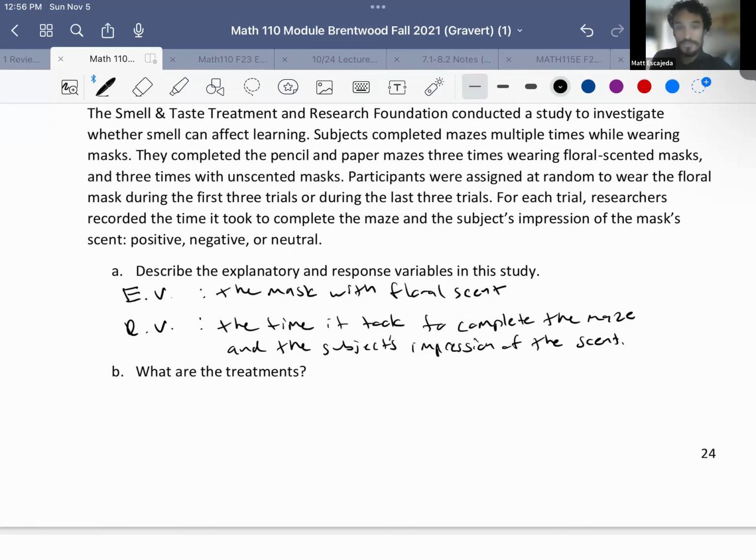Okay, so this question, like the other question, and much like these questions in general, the response variable will always sort of be towards the end of the statement. So it'd be recorded the time it took to complete the maze and the subject's impression of the mask. That's essentially what the experiment's about, so that's essentially what the response variable will be. It's just the outcome of the experiment, what's changing, what's being measured.